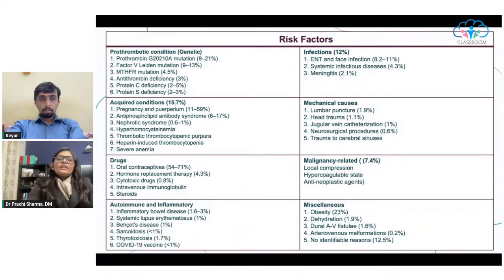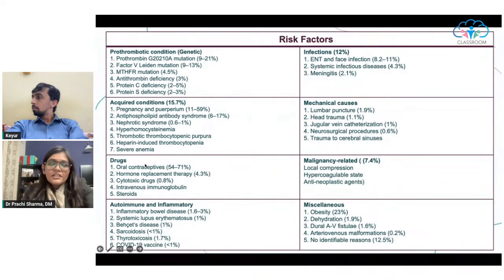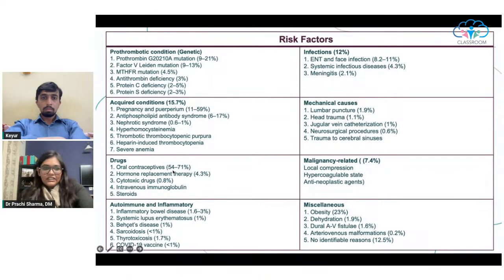Another important thing to know is the risk factors which are associated with CVT. So there are various prothrombotic states, both genetic and acquired. Specifically, I'd like to mention pregnancy and the postpartum state in the acquired prothrombotic conditions. Besides the drugs, in particular, oral contraceptive pills have a prevalence of more than 50% for CVT. And this is probably the reason that the combination of pregnancy, postpartum state, oral contraceptive pills, and hormone replacement therapy leads to CVT being more common in females compared to males.